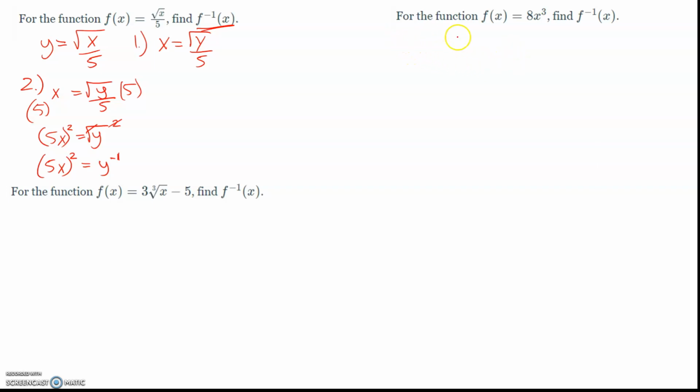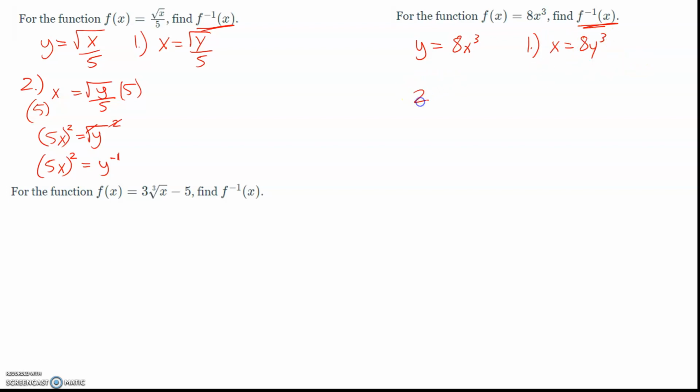My next one says for the function f of x equals 8x cubed, find the inverse. Find the inverse, that's what this means. So I'm going to swap it, write it in terms of x and y. This becomes y equals 8x to the 3rd. And now I'm going to swap my x and y. That becomes x equals 8y cubed.